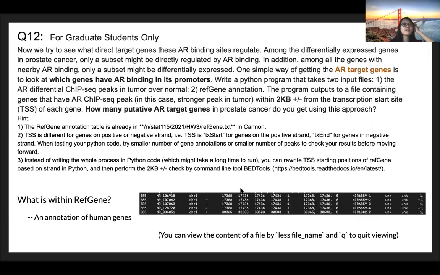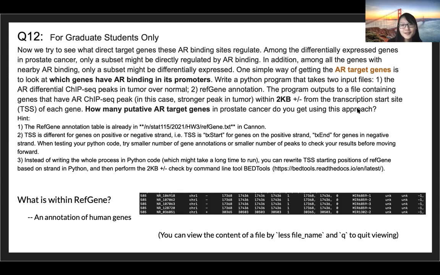Now let's talk more about the homework questions. In question 12, we are asking you to determine what might be some AR target genes. Going back to our discussion of gene regulation, since this is AR ChIP-seq data, we're interested in learning about the genes that might be affected by AR regulation. We specifically ask you to, if the peak is within plus or minus 2 kb of the TSS, set it as a putative AR target gene.